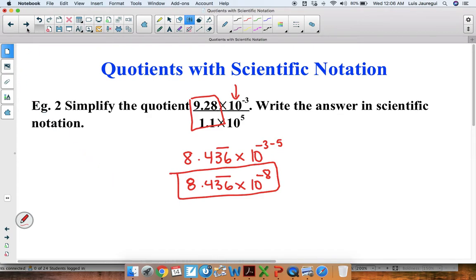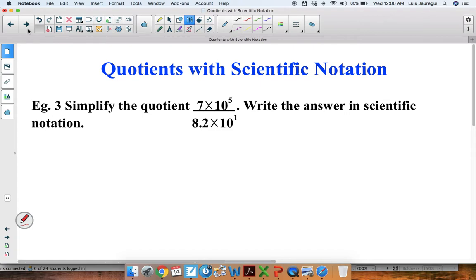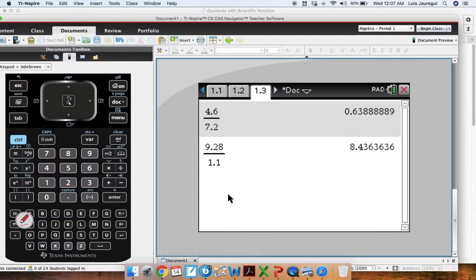So let's take a look at one last example. Example 3. Simplify the quotient 7 times 10 to the 5th divided by 8.2 times 10 to the 1st. Write the answer in scientific notation. One more time, we're going to divide these two factors, and then apply the properties of exponents to the factors involving the tens. So let's take a look at the calculator. We are going to divide 7 divided by 8.2.